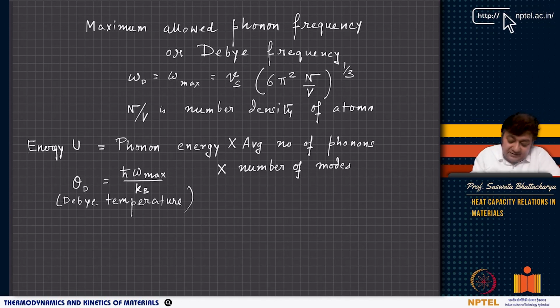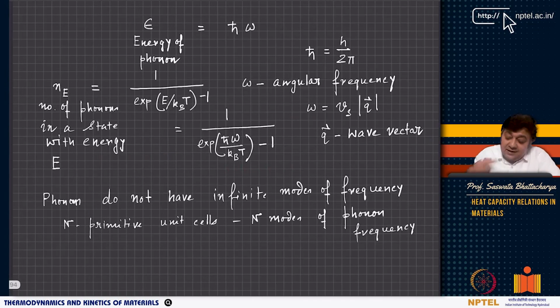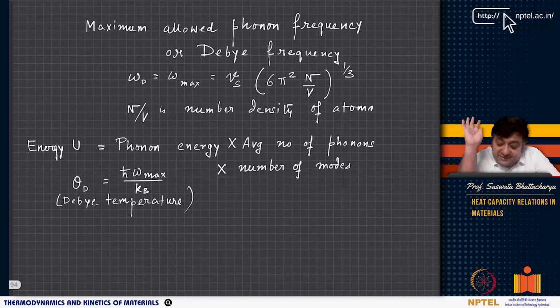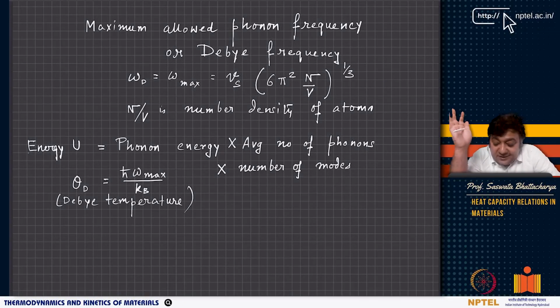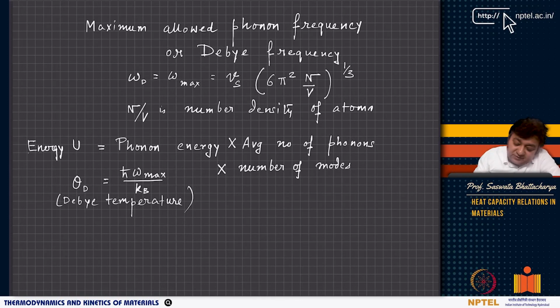Now, the energy is the phonon energy times the average number of phonons times the number of modes, because unlike Einstein, who assumed modes can be infinite, here, if there are n lattice points or n primitive cells, then there are only n phonon modes. Now, h cross omega max by kB is the Debye temperature. You have a Debye frequency omega max, which is Vs into this quantity, and h cross omega is the energy. So h cross omega by kB is your Debye temperature.